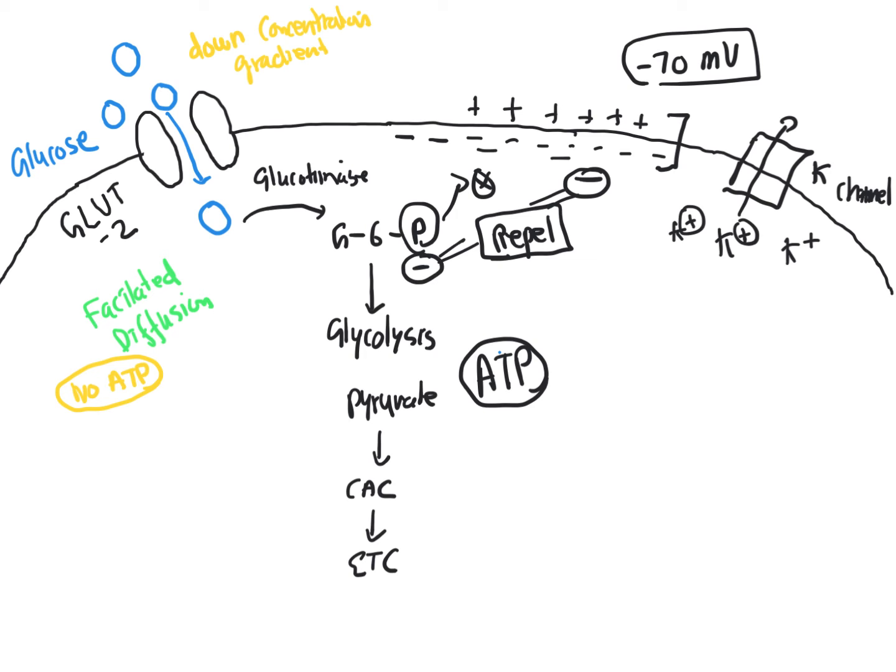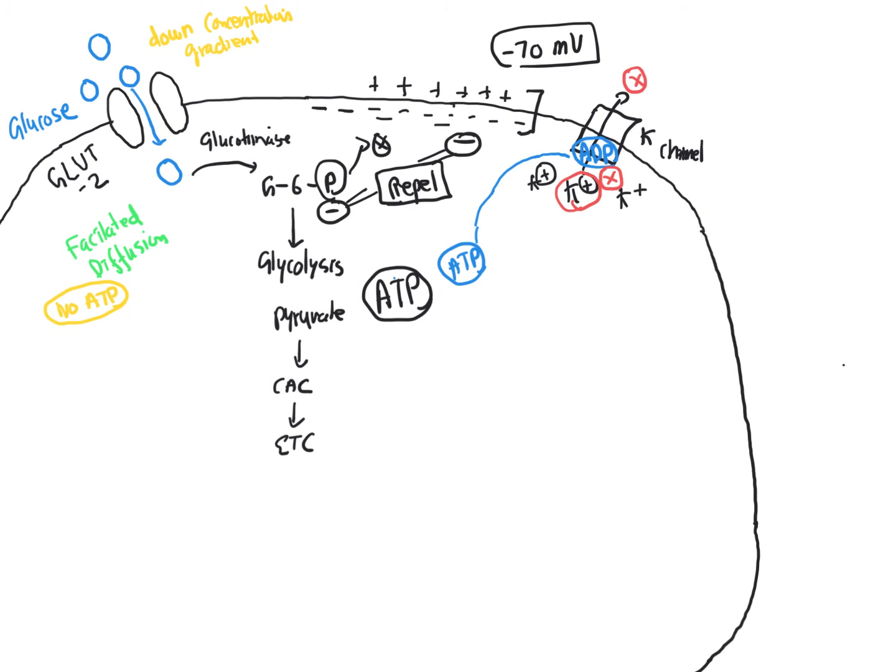the ATP actually attaches to the potassium channel and becomes ADP there, and it actually closes the channel. It blocks the potassium from going out of the cell. Therefore, the cell becomes more positive and the cell is depolarized.